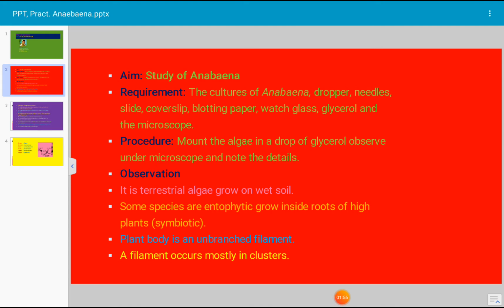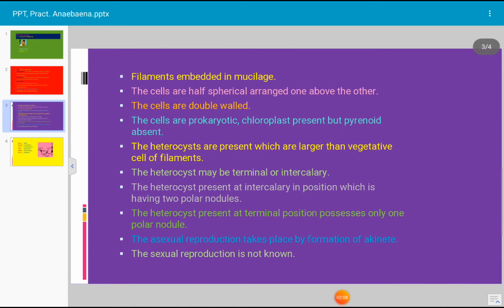The plant body, that is the alga Anabaena, is an unbranched filament, and mostly the Anabaena filaments occur in clusters, in groups. The filaments are embedded in mucilage. The many filaments are held together with the help of a sticky substance called mucilage. The cells are half spherical, arranged one above the other. The cells are double walled.